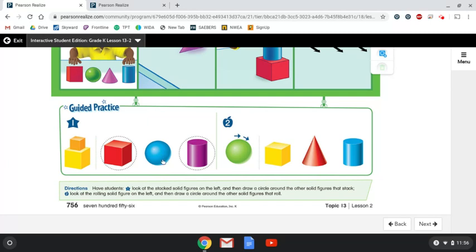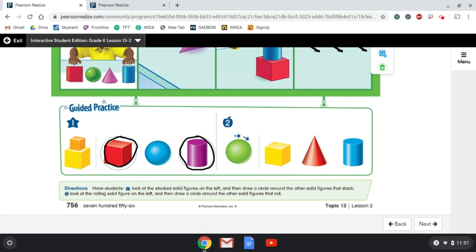Now, a ball, if you put a ball on top of here, it probably wouldn't stack. It would just roll off. But if you put another cube on top, it could stack. Or the cylinder, it has a flat side here and a flat side here, which means if you put it on top of there, it would probably stand up and it wouldn't roll off. So those are our two shapes that could stack.